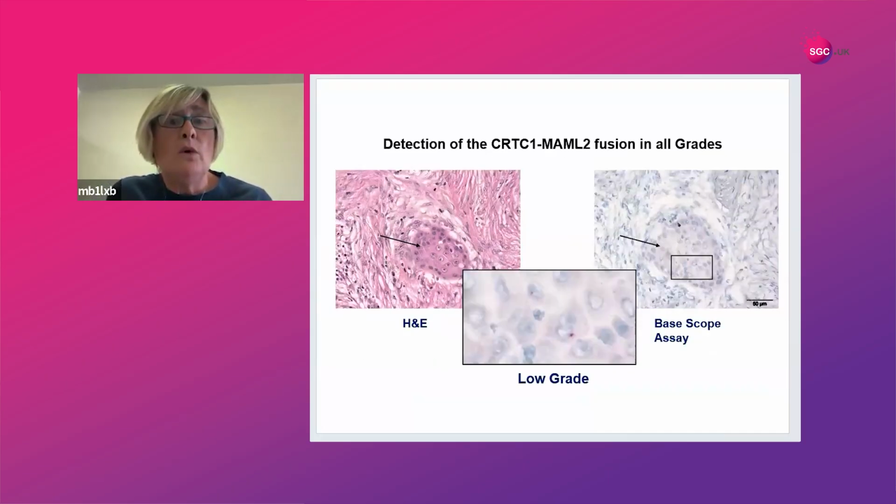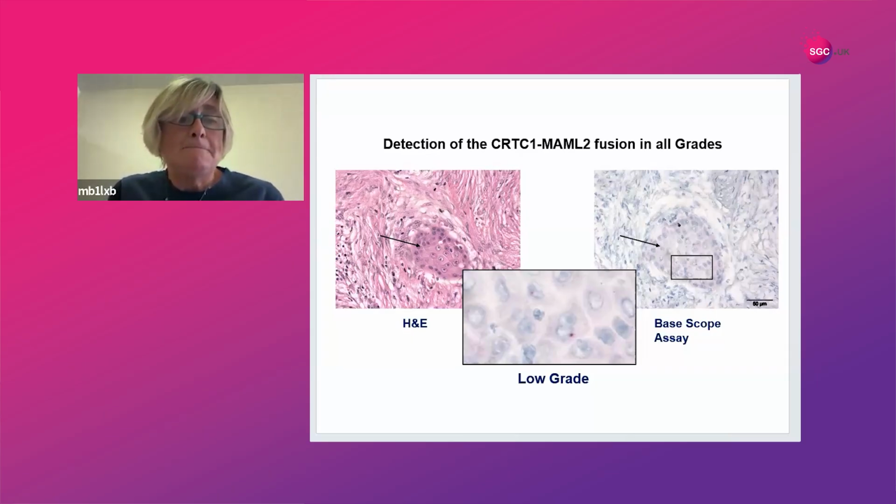And we detected it in all grades of tumor. So these are low grade. The pink staining is a normal H&E slide, which is what the pathologist normally looks at. And then there's the BaseScope assay, which is our in situ assay, and then a higher power to show that tiny little red dot. You can see very clearly in one of those cells.